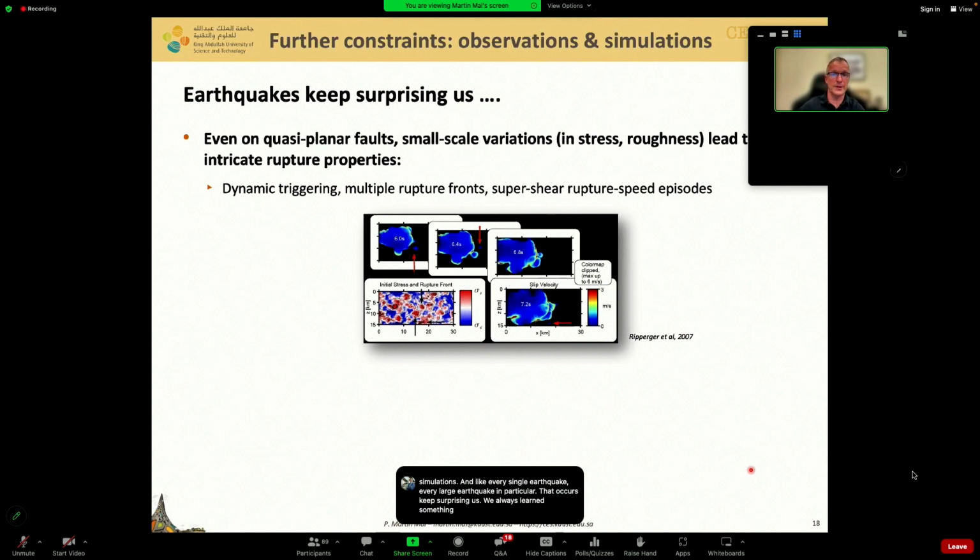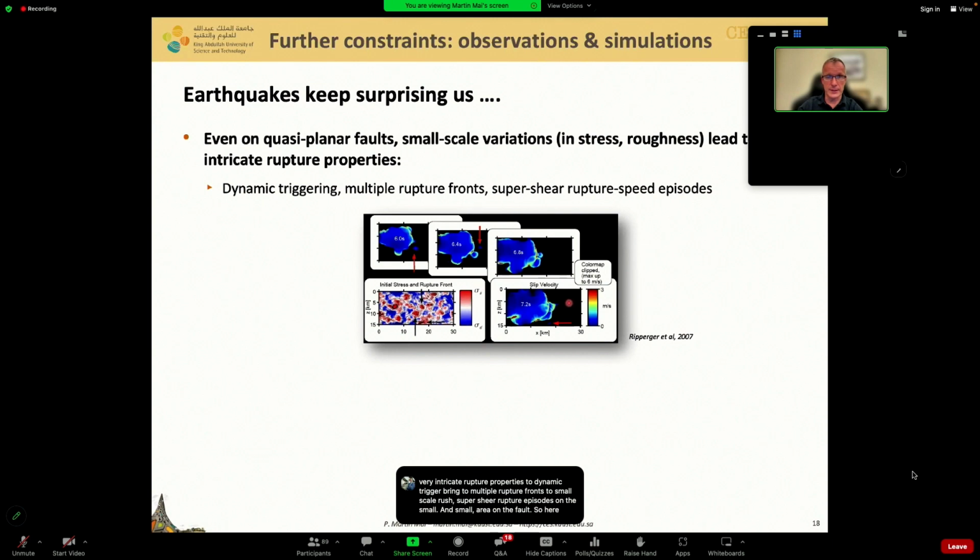There's always something happening we didn't expect. So one small point I want to raise here is that even on what I call quasi-planar faults, small-scale variations, either in stress or in roughness, lead to very intricate rupture properties, to dynamic triggering, to multiple rupture fronts, to small-scale rupture, supershear rupture episodes, so on a small area on the fault.